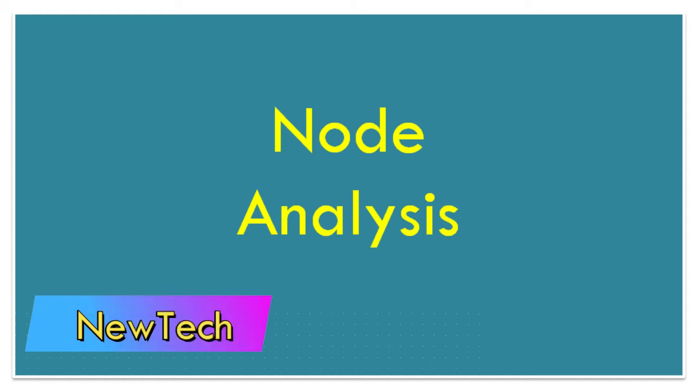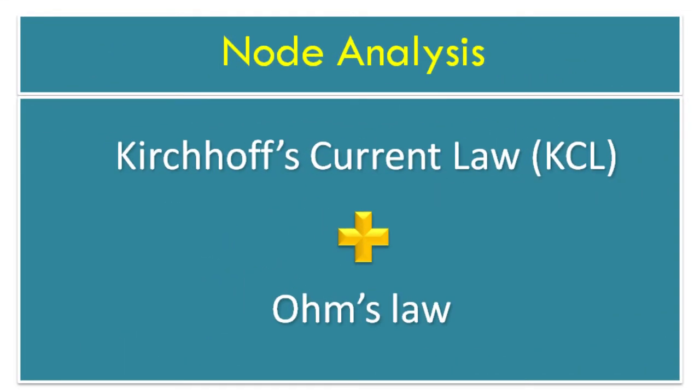In this video, we are going to study and solve an example on node analysis. Let's start. Node analysis is used in network or circuit theory to obtain node voltages using KCL and Ohm's law. See the KCL statement: the algebraic sum of all currents entering and leaving a node must be equal to 0.